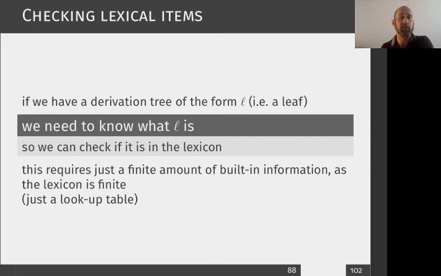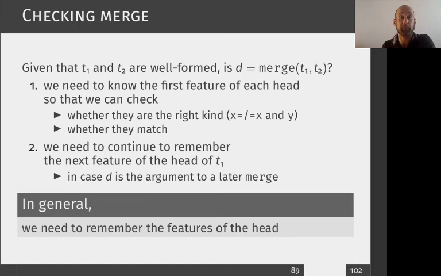But the lexicon is a finite amount of information. It's just a finite set. So all you need to do to see if a leaf is a valid derivation tree is look to see if it's in the lexicon, which you can do. So that's the easiest case.